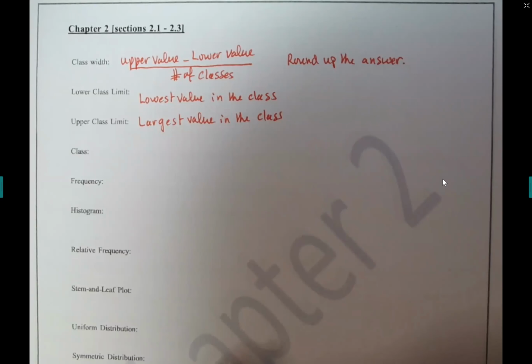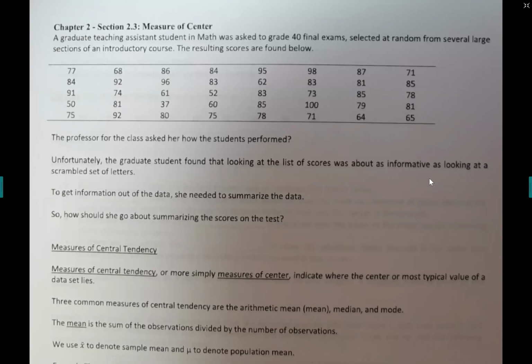So section 2.3 is called the measures of the center. In statistics, people are interested to know what happens at the center of the data, on average, what's going on. Like I put this example in there. A graduate teaching assistant in math was asked to grade 40 final exams, selected at random from several large sections of an introductory course. Then these are the resulting scores found below.